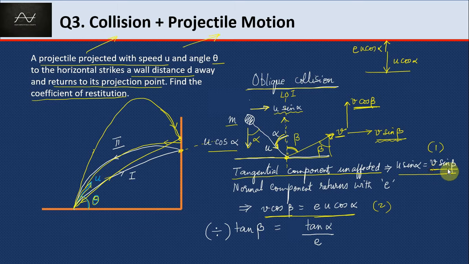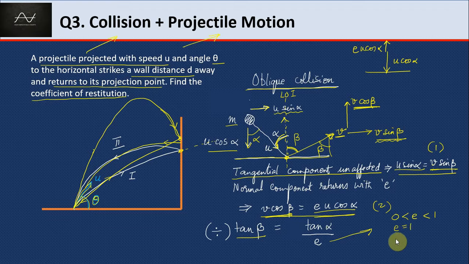If you divide these two equations, 1 and 2, then v sin beta upon v cos beta is tan beta, and u sin alpha upon e u cos alpha is tan alpha upon e. Now look at this e. In general, if it is a partially elastic collision, then e will lie between 0 and 1. That means beta is more than alpha.